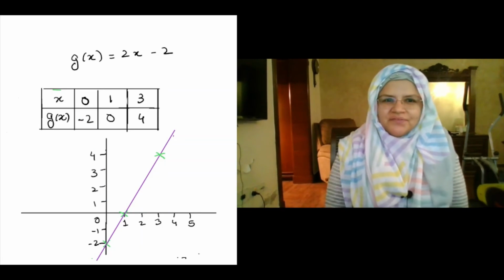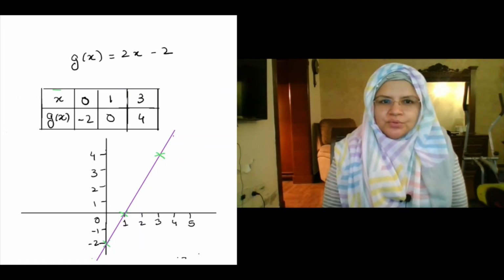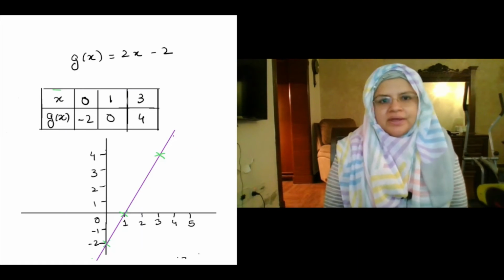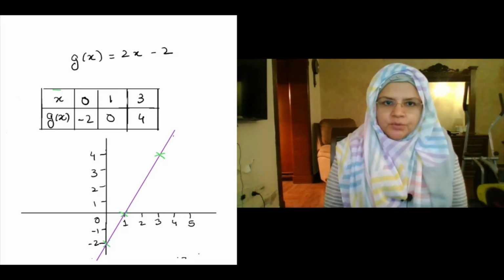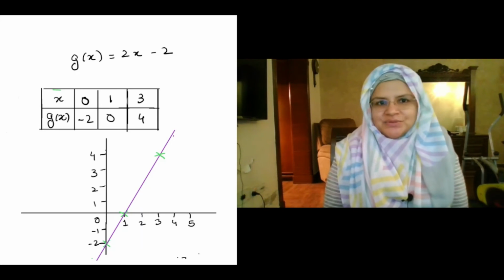Option C, g(x) = 2x - 2. We know that the slope is 2 and the y-intercept is -2. The function f(x) and the function g(x) are parallel to one another for positive values of x.